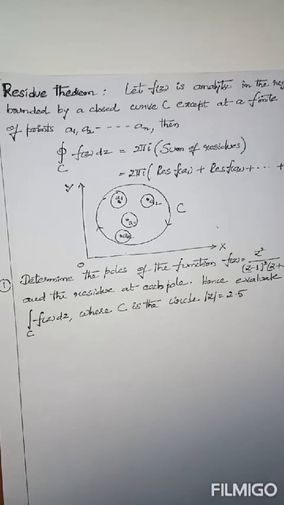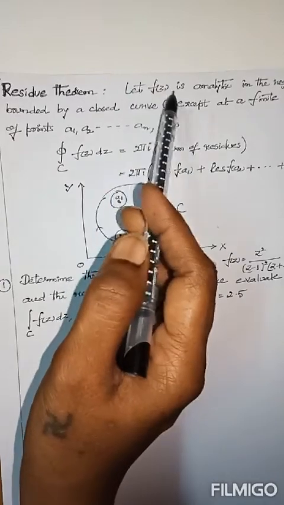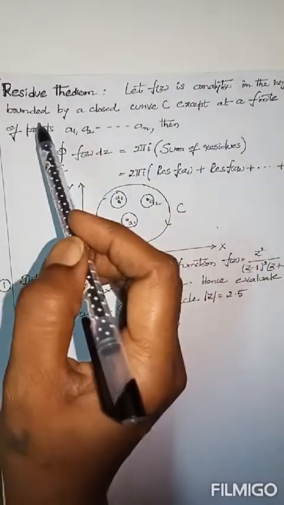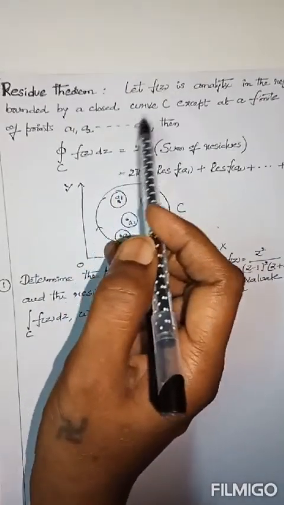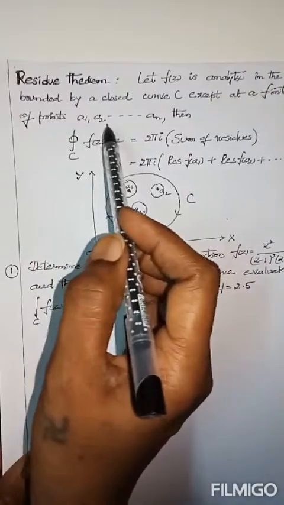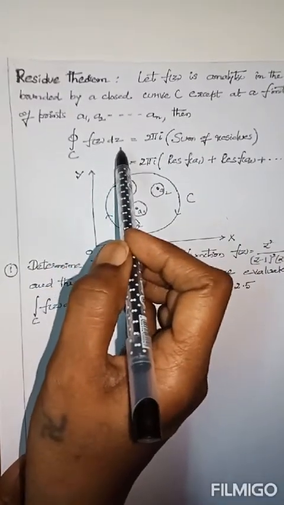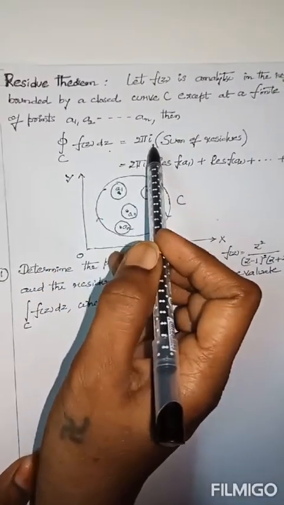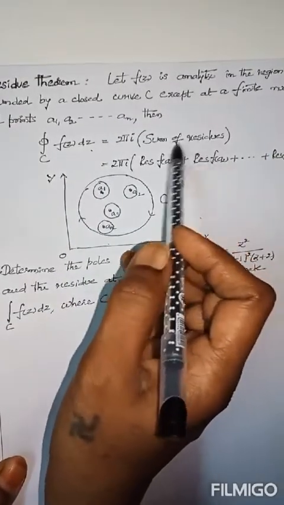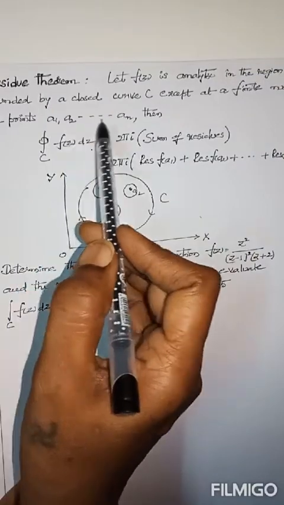I am going to start problems on the residue theorem. The residue theorem states that let f(z) be analytic in the region R bounded by a closed curve C, except at a finite number of points a1, a2, a3 and so on up to an. Then the integral over C of f(z) dz can be taken as 2 pi i times the sum of the residues. The residues are nothing but those at a1, a2, a3 and so on up to an.